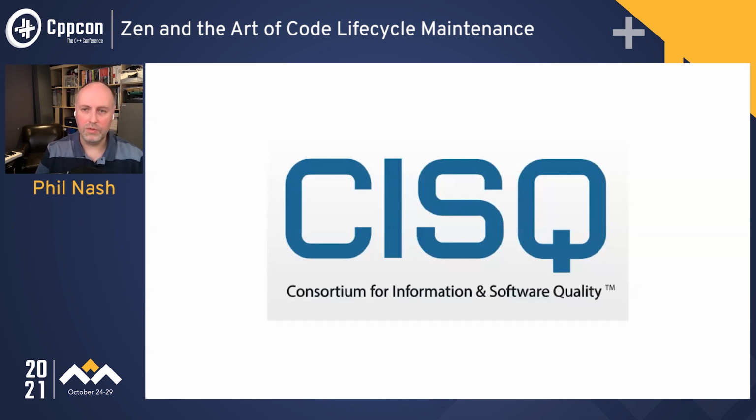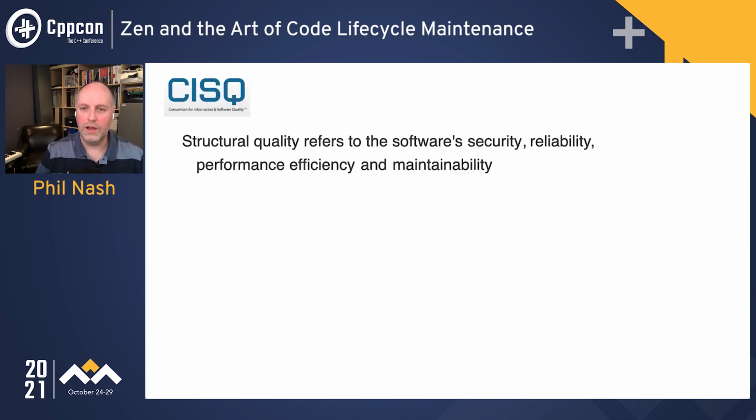There is a consortium, or consortium, depending on how you like to pronounce it, for information and software quality, CISQ. Now, if you went to Anastasia Kazakova's talk earlier in the week, I think she also quoted from them. They had their own definition, again, of what software quality is. So really bearing out Derek Jones that everyone has their own idea. And on their main page, they talk about a number of things, but particularly structural quality is what we're mostly interested in. It refers to the software's security, reliability, performance efficiency, and maintainability. So now we're getting to something a bit more concrete. Here's a list that we can work with.